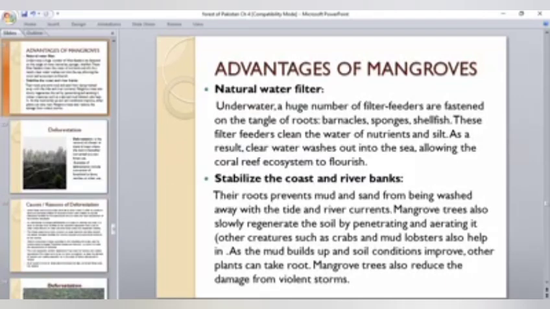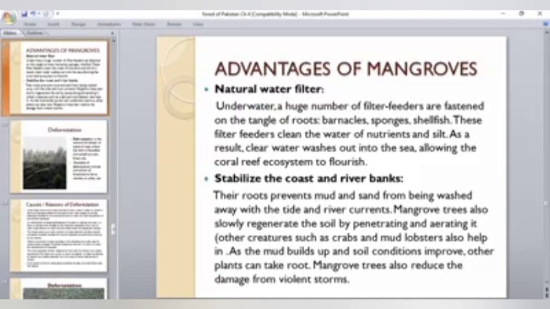Advantages of mangroves. Natural water filter. Underwater, a huge number of filter feeders, sponges, and shellfish are fastened on the tangle of roots and branches. These filter feeders clean the water of nutrients and silt. As a result, clear water washes out into the sea, allowing the coral reef ecosystem to flourish, and it stabilizes the coast and riverbanks as well.